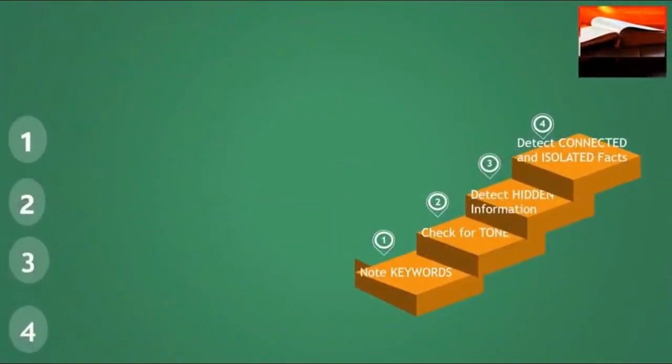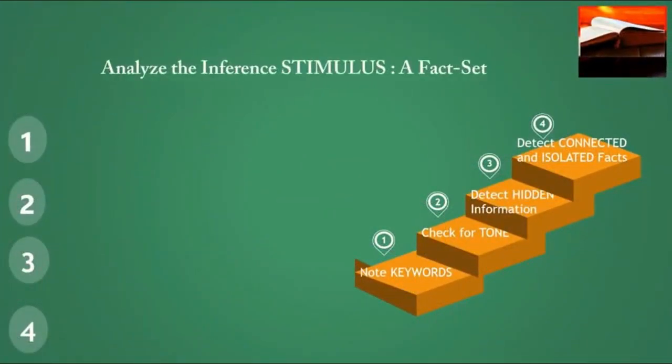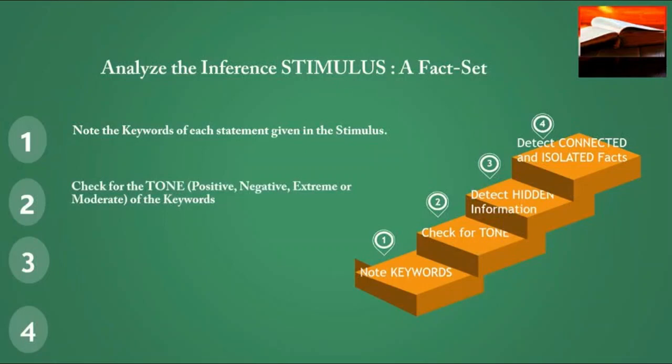Analyze the inference stimulus. The given stimulus or passage for the inference question is a fact set, in the sense that the given statements are true. You must eliminate the option that contradicts any statement given in the stimulus or the passage. Check for the tone. Modifiers such as must, only, always, impossible, etc. suggest extreme tone, and verbs such as can, could, may, might, etc. suggest moderate tone of the keywords.